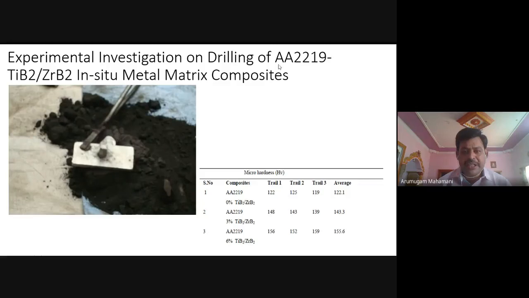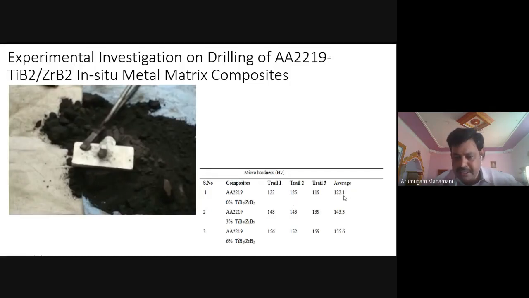Again, I go for drilling of AA2219, TiB2 and ZrB2 composite. Here what I am doing is adding TiB2 and ZrB2 through K2TiF6, K2ZrF6 and KBF4. So here I am giving the composition. This is the micro hardness profile.